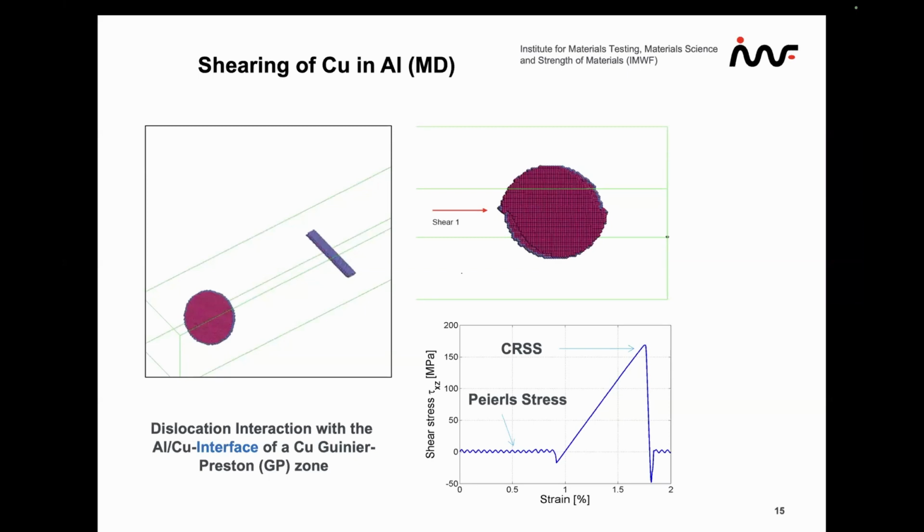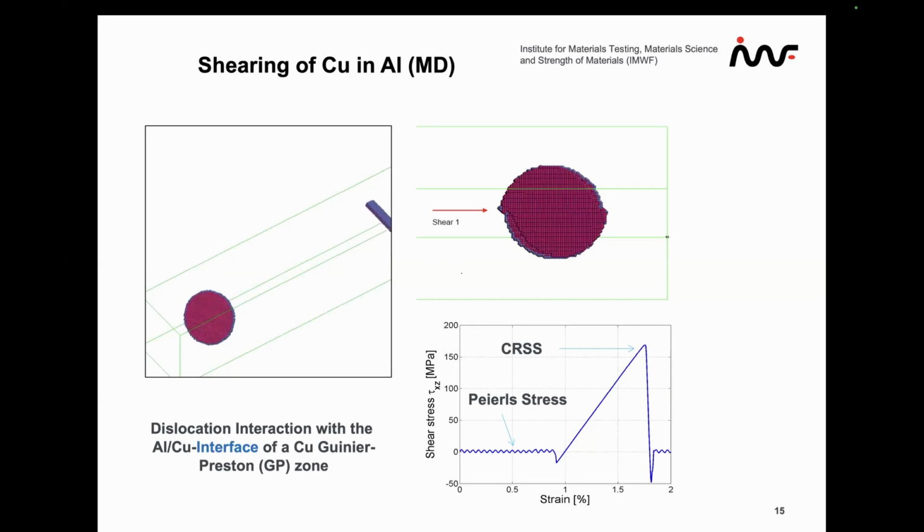After the cutting by the dislocation, the precipitate is cut by one atomic layer. And what you can see on the shear stress-strain diagram is the Peierls stress, which is referring to the individual planes which are affected. But then when the particle is in the way of the dislocation, we have a strong increase of the shear stress up to the critical resolved shear stress, usually abbreviated with CRSS, coming down then when it's cut and then continuing in the lattice.